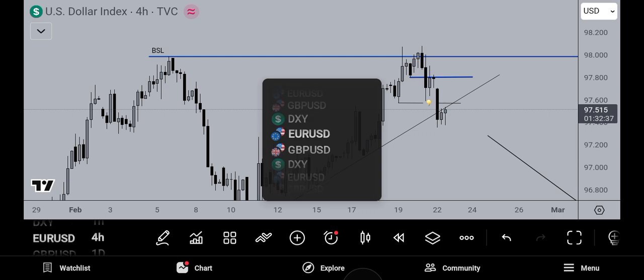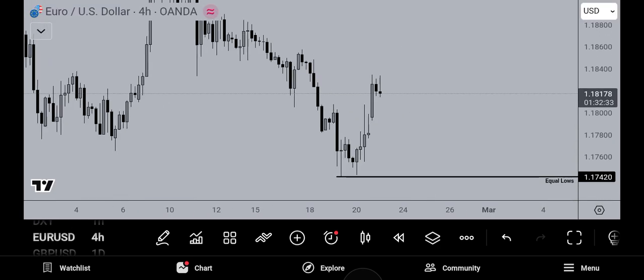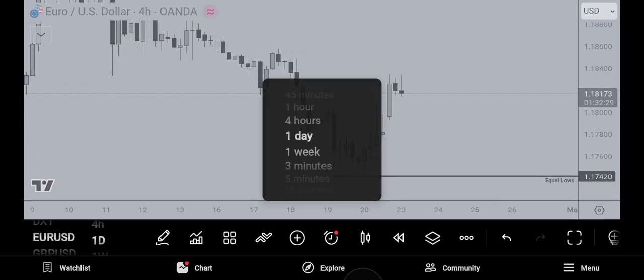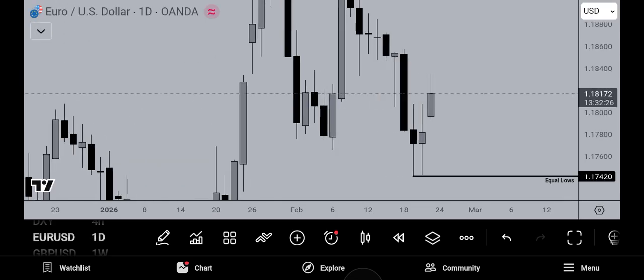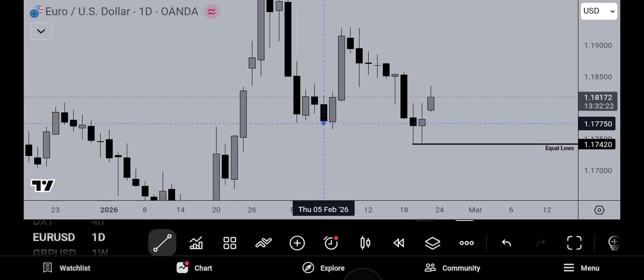Okay, so now that we know that DXY is bearish, we expect GU and EU to be bullish, right? So what do we see on EU now? Looking at EU on the 4 hour, on the daily, right? We see the same price action. We've swept this low.